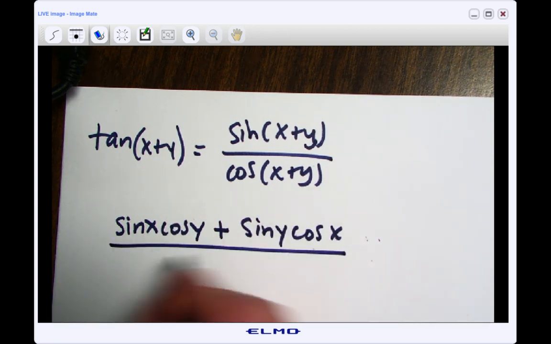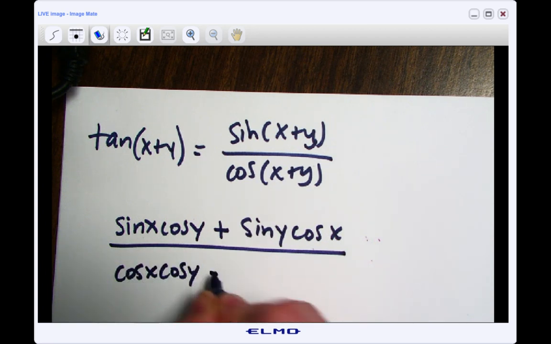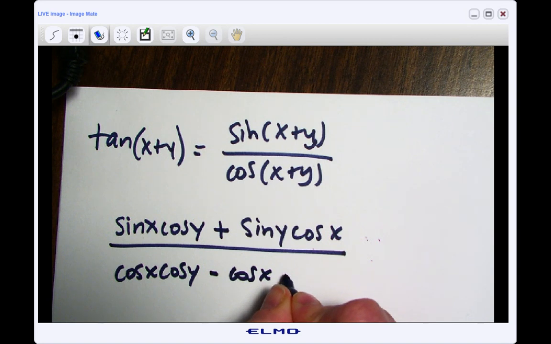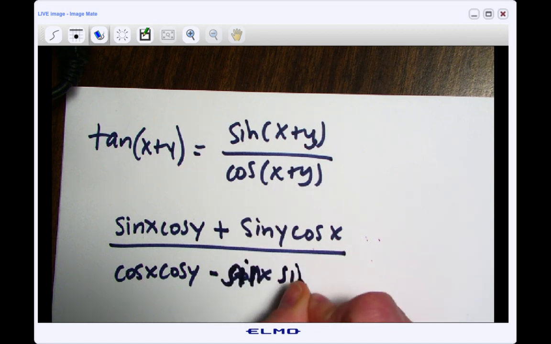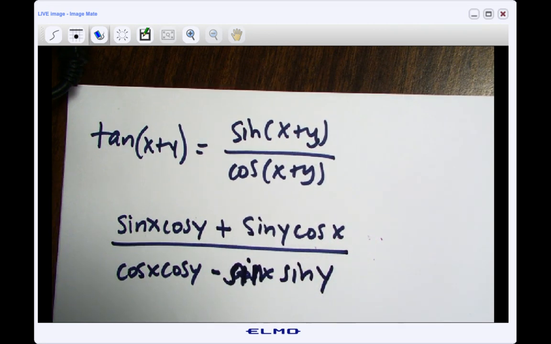And cosine of x plus y is cosine x cosine y minus, sorry, I always do that, I get carried away, minus sine x sine y. Okay? Now what am I going to do from here?